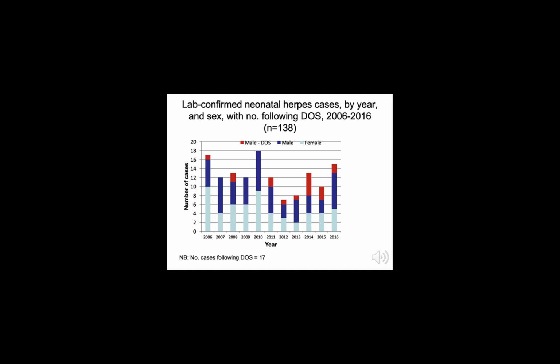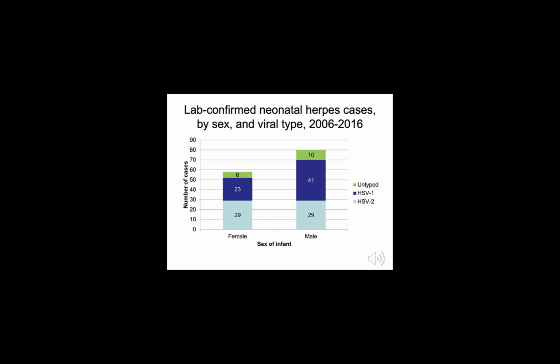So they contribute substantially. I think this slide shows it in another way. You look at female lab-confirmed neonatal herpes cases, and they're pretty evenly divided between the dark blue and the light blue. But if you look at the male, there's this preponderance of cases due to herpes type 1. When we remove those cases, the 17 cases that follow ritual Jewish circumcision from that time interval, 2006 through 2016, the male cases look very much like the female cases, pretty evenly split between type 1 and type 2.